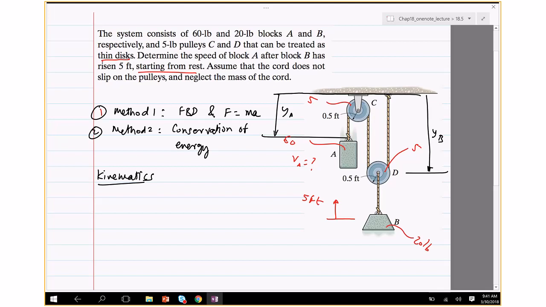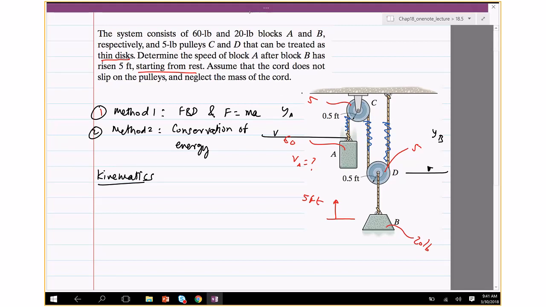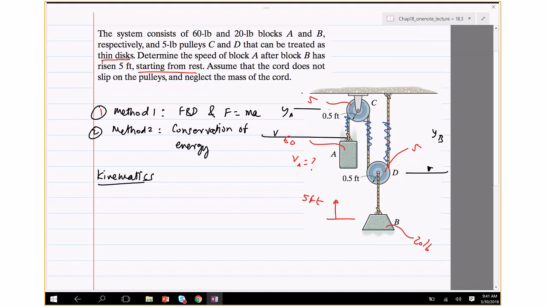So the length of cord, which is this cord, I think you're better off choosing the datum here. So let's just use this as the datum because this length doesn't change. This is yA, this is yB. Okay, so let's just find the length of this cord. It's going to be yA plus yB plus yB. So yA plus 2yB equals the length, but the length of the cable is fixed.